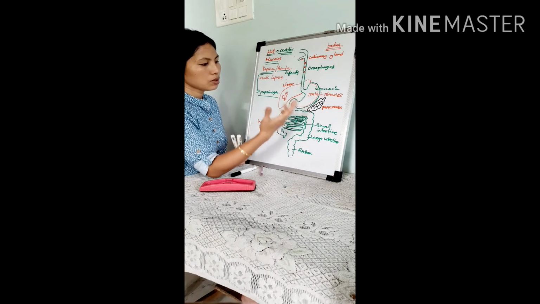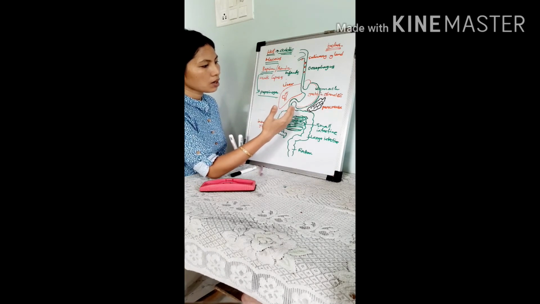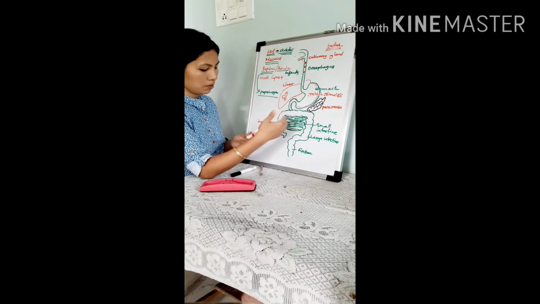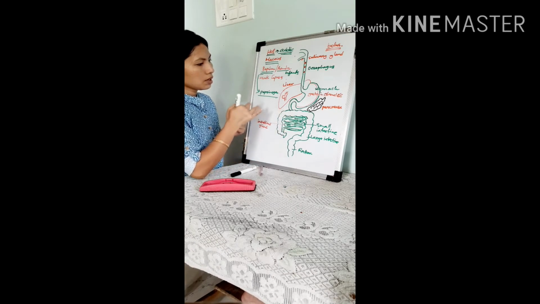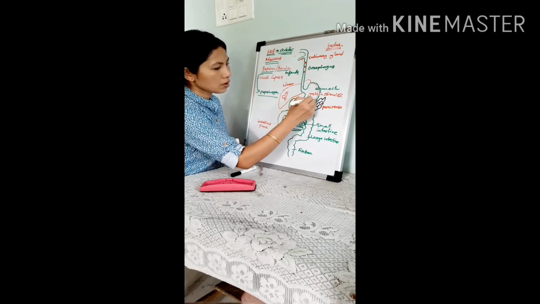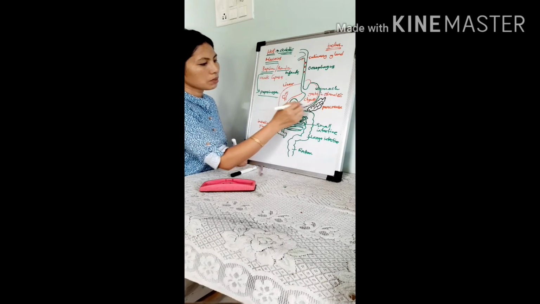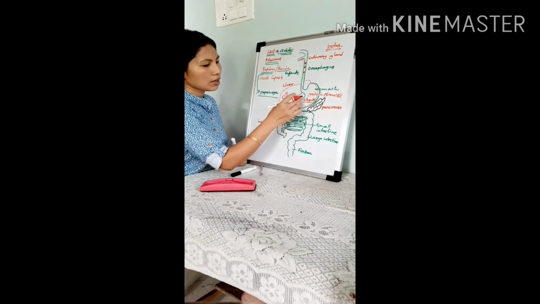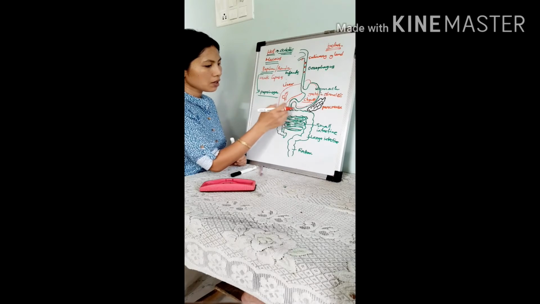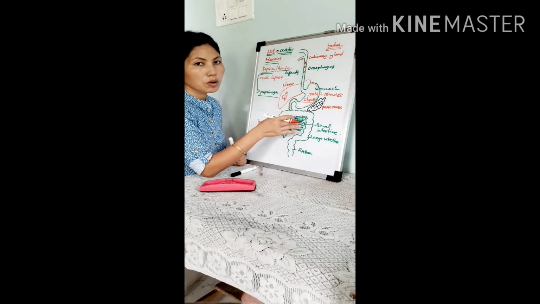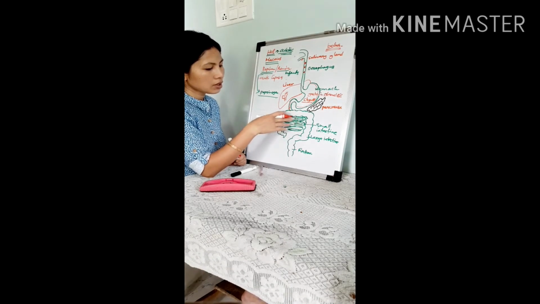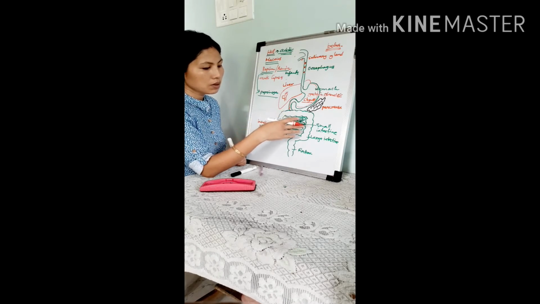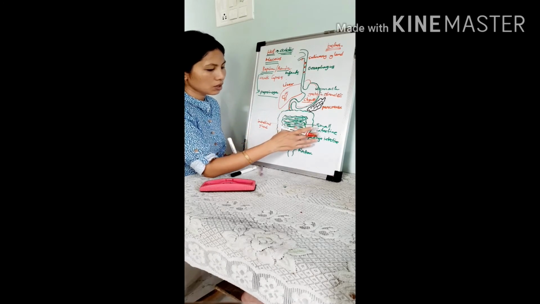Then the food that is digested in the stomach is known as chyme. Okay, remember the term chyme, and this chyme will now be passed down into the small intestine. Okay, so into the small intestine, further the chyme will be digested by the action of enzymes secreted by the small intestine.